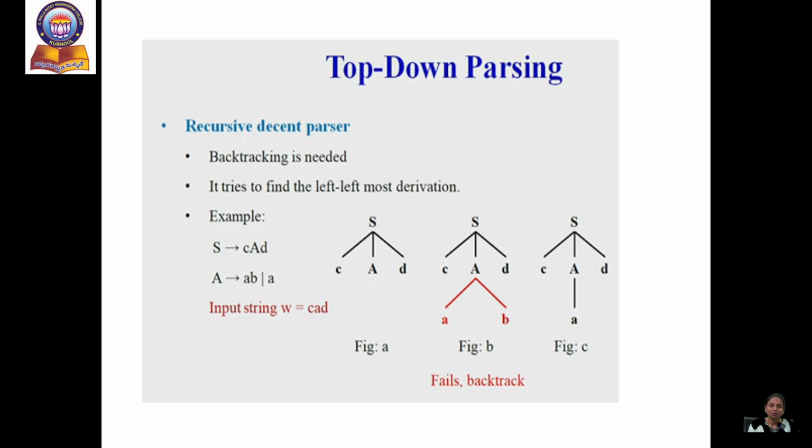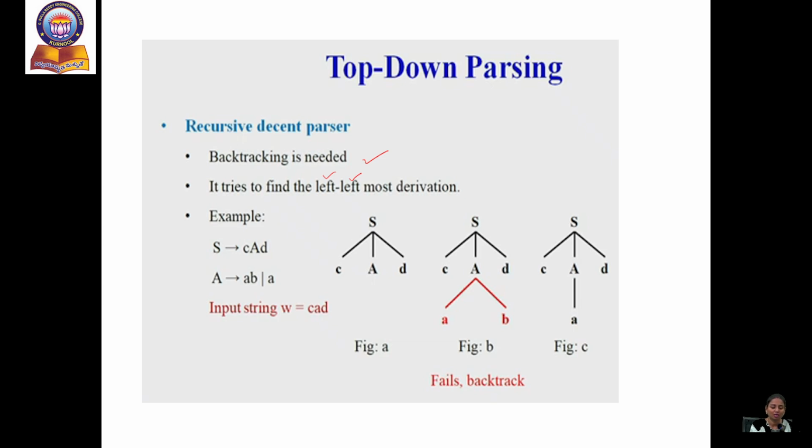Whenever we say a recursive descent parser, it is by using the backtracking method. In this method backtracking is needed and it tries to find the leftmost derivation. Here you can find left and left. That is, if you choose one left, again in that left you choose one more left. It follows the leftmost derivation for the construction of a parse tree.